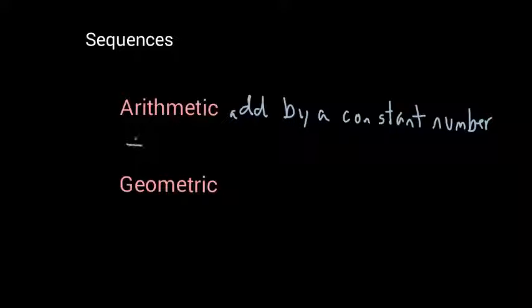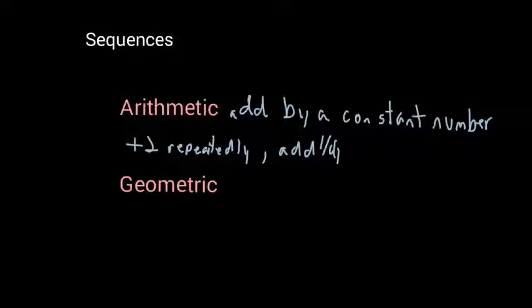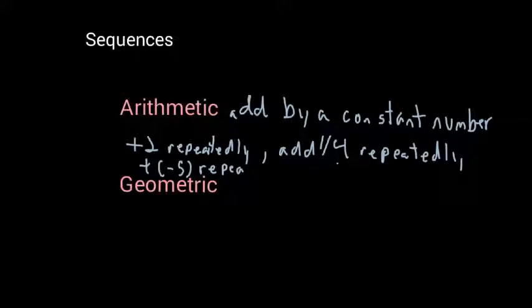So you could add 2 repeatedly. You could add a fraction repeatedly. So we could add 1/4 repeatedly. We could also add a negative. So we could add -5 repeatedly. So whatever you're doing, you have to add the same number over and over again.